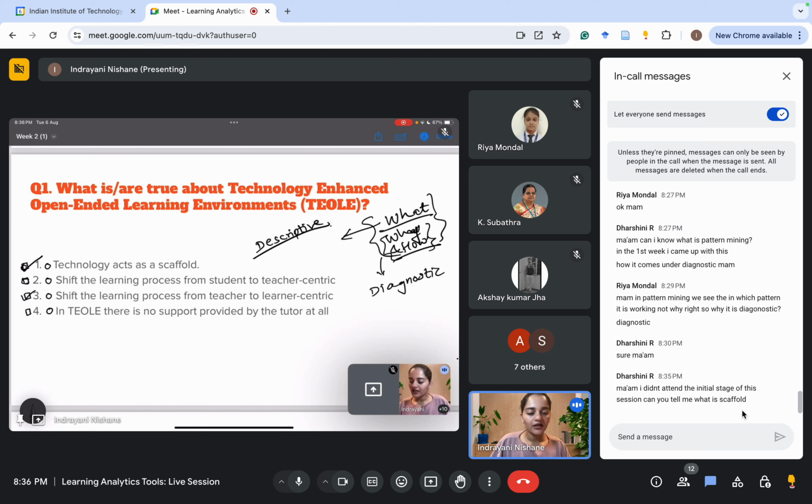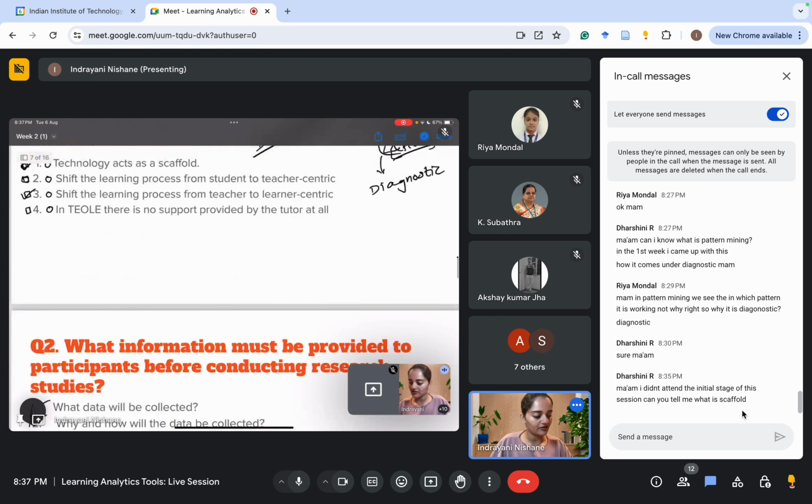Then shifting the learning process from teacher centric to learner centric. Learner centric is where the learner has control of what topic to learn, from what topic to start learning, and which to skip and which not to skip. But in teacher centric learning, the teacher decides what to teach and what to skip. That liberty is not at the student's end. In technology enhanced learning, that liberty is handed over to learners, so the process becomes learner centric. That's why statements 1 and 3 are correct, and 2 and 4 are incorrect for a technology enhanced learning environment.